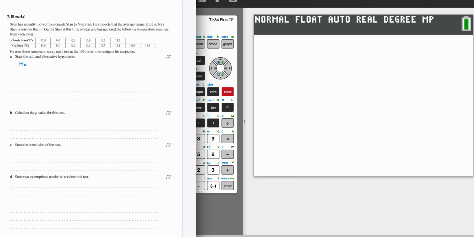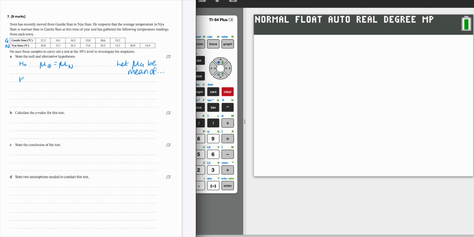For the null hypothesis of a t-test, it is always the same: the two means are equal to each other. It's up to you how you want to label them. I'm going to call this one G and this one N. You may want to call them A and B, or 1 and 2. Therefore, the mean of G is equal to the mean of N. You can also say, let mean G be the mean of, and so on.